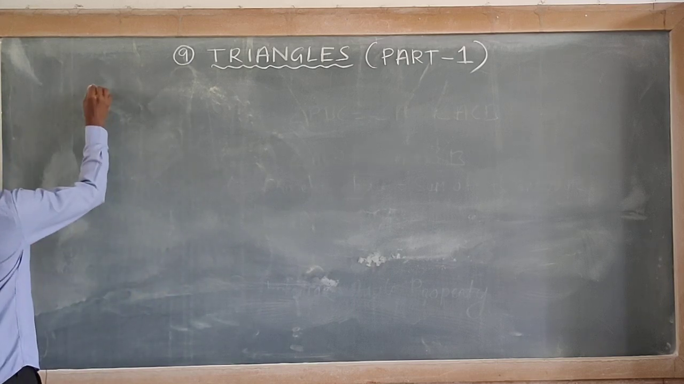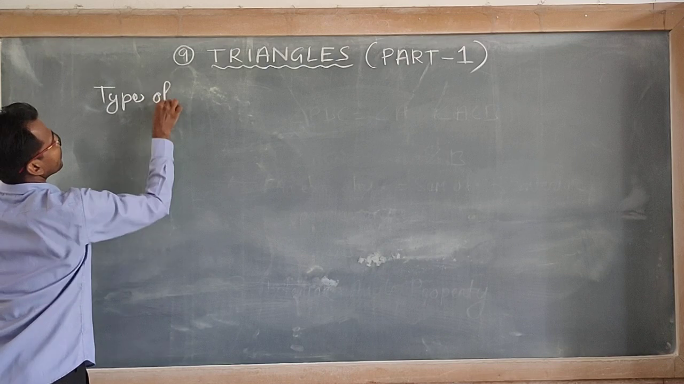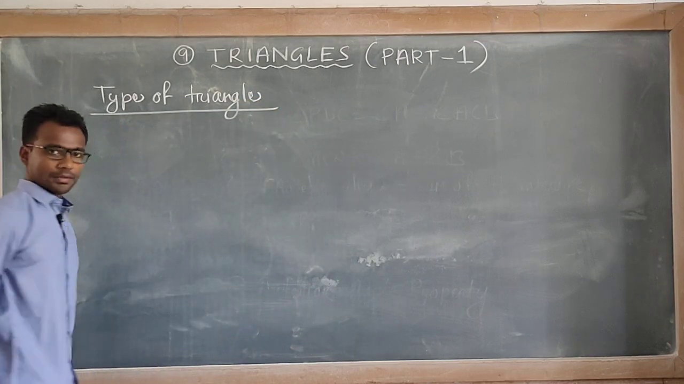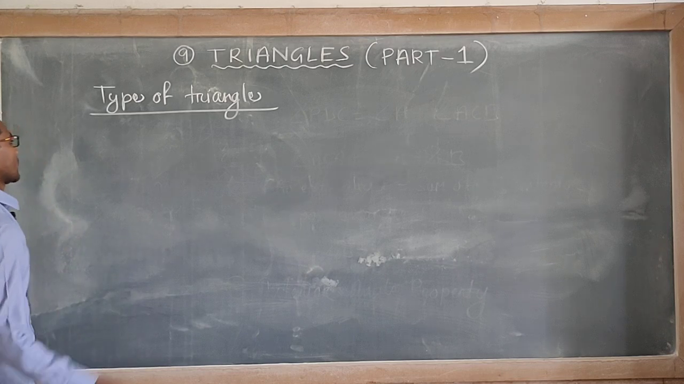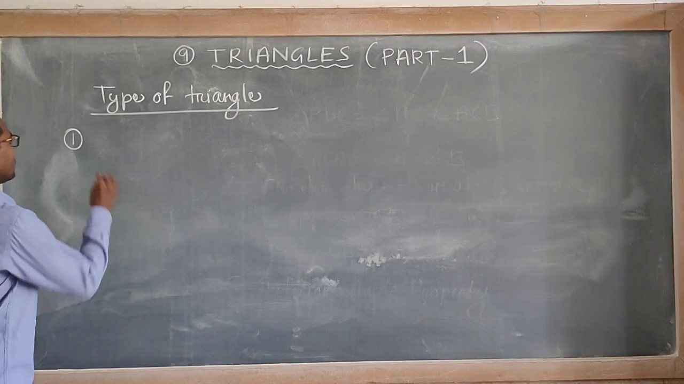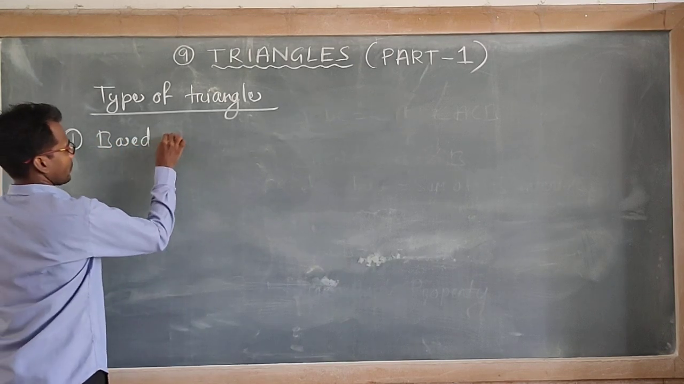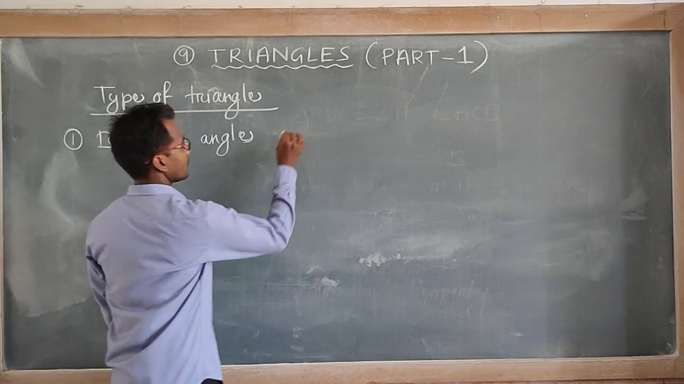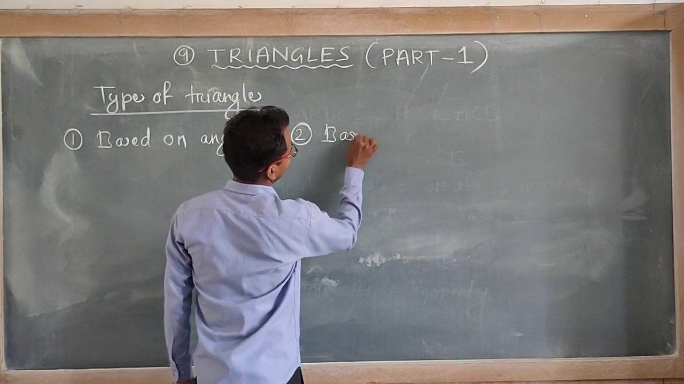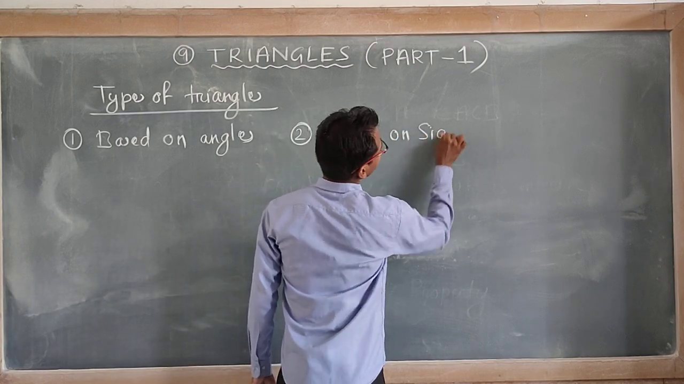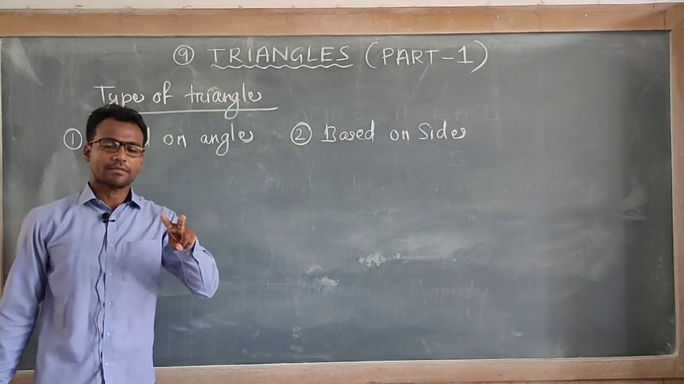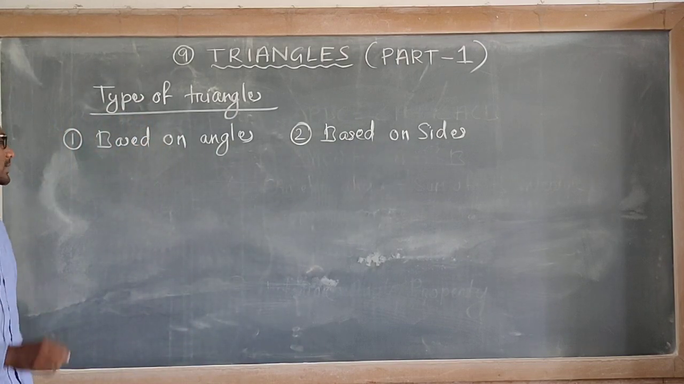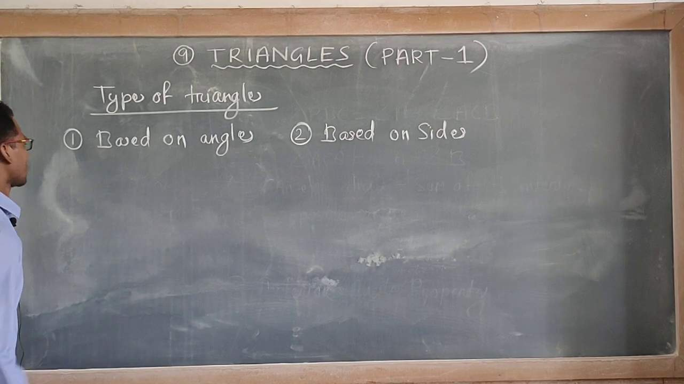There are two ways to classify triangles. The first method is based on angles. The second method is based on sides. Let us move to the first one, based on angles. Based on angles, there are three types of triangles.